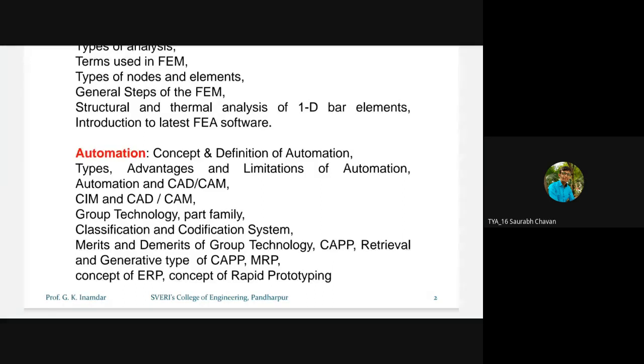Similar manufactured products. Suppose we have to purchase one component. I have purchased one vehicle, for example a Bajaj vehicle, or any Hero or Honda vehicle. If I want to maintain that vehicle, wherever I am in the world, the components should be available everywhere. This is nothing but group technology.